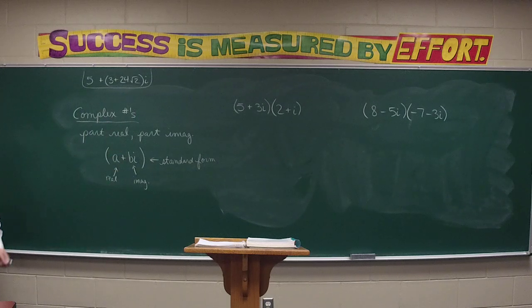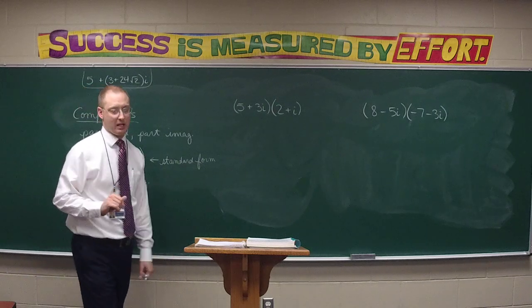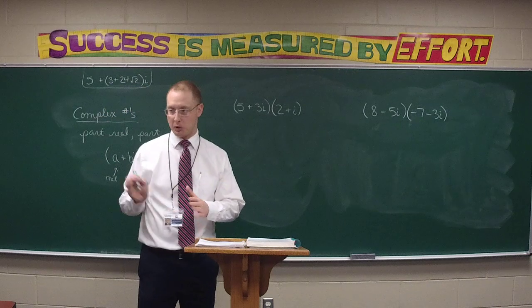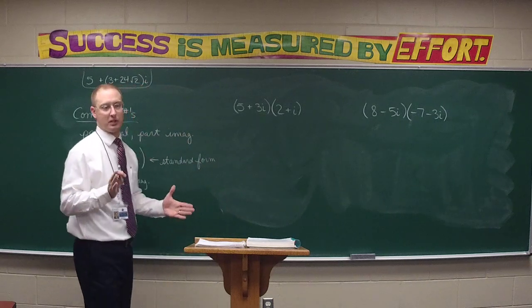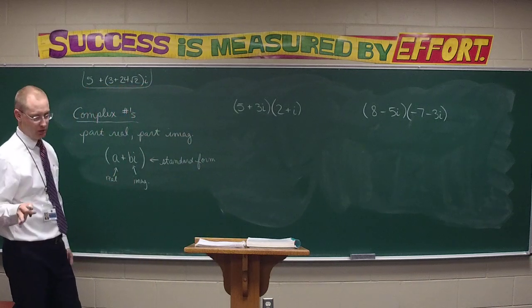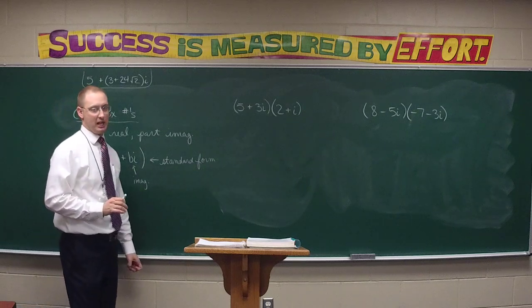FOIL, write that down, FOIL. You might write yourself a note, though. Remember, i squared becomes negative 1, because when we multiply the last, we're going to run into an i squared every time. So just a reminder to yourself, i squared becomes negative 1.